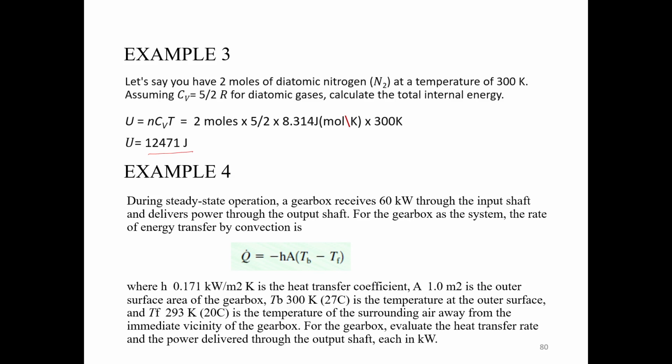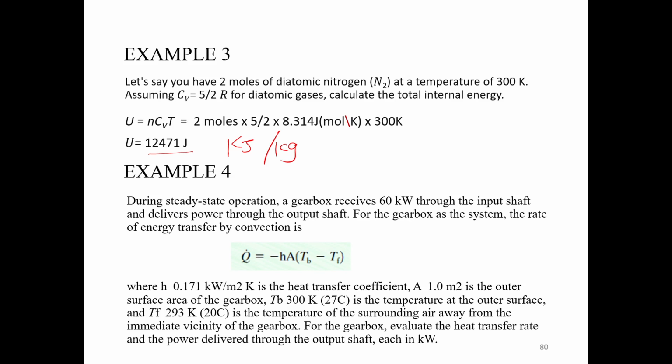Sometimes we use kilojoules. Sometimes we refer to the specific value, that means divide by the mass, then we get kilojoule per kilogram. If you refer to our tables, you will find that most of the time it is kilojoule per kilogram.